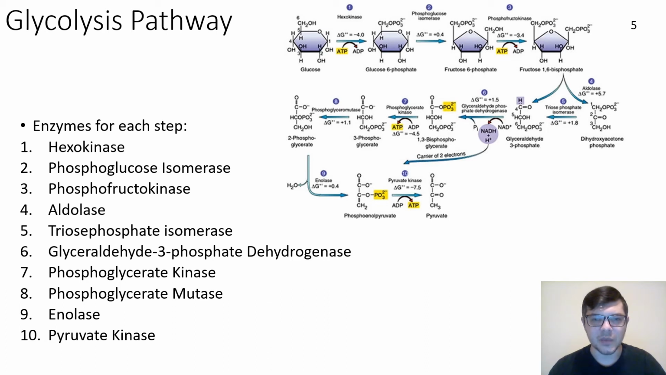This enolase works pretty much as a dehydrogenase. Again, it's taking away a water group, and you can see that in the picture. And then 10, pyruvate kinase, our last one. That is, again, kinase. It has to do with a phosphate group. And we are finally left with pyruvate afterwards.